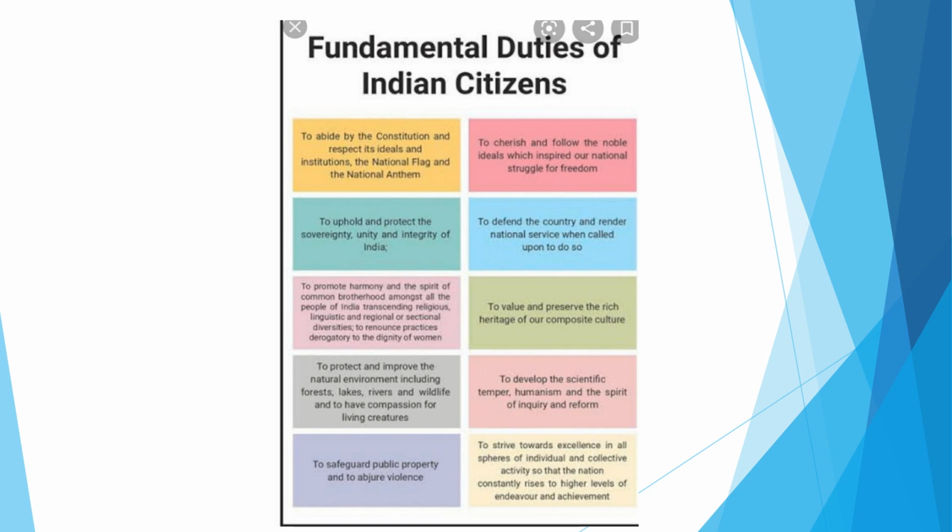Sixth, to value and preserve the rich heritage of our composite culture. Seventh, to protect and improve the natural environment, including forests, lakes, rivers, wildlife, and to have compassion for living creatures. Eighth, to develop the scientific temper, humanism, and the spirit of inquiry and reform. Ninth, to safeguard public property and to abjure violence.